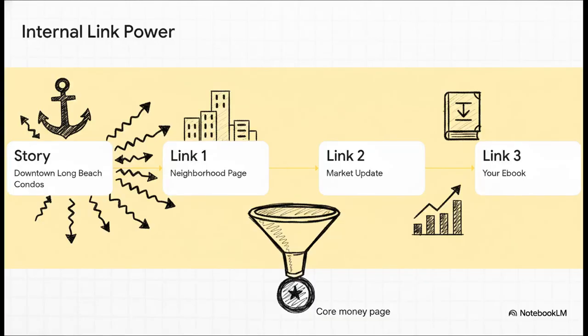Well, let's look at your site structure. Every single story you make acts like an anchor. For instance, say you create a story called Downtown Long Beach Condos. Inside that story, you drop a link back to your main neighborhood page, maybe another link to your latest market update, and hey, throw in a call to action for your buyer's guide ebook too. Suddenly, you've built this incredibly powerful, interconnected web of links that Google completely trusts. You are literally funneling all that SEO juice and authority straight into your core money pages.